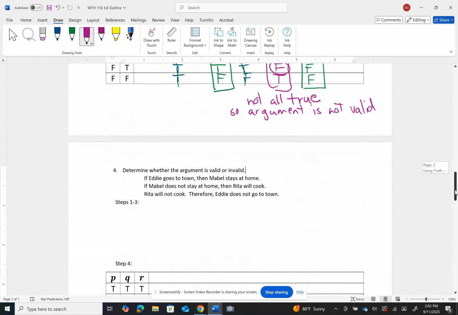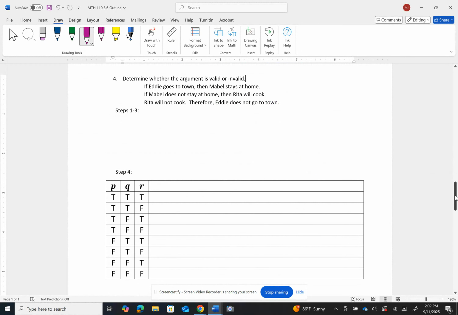All right, now we're going to look at question 4. Only difference with this one is it's a longer argument. Also on this one, they didn't use the horizontal line, but they still indicated where the conclusion was going to be because they had that word therefore in there.